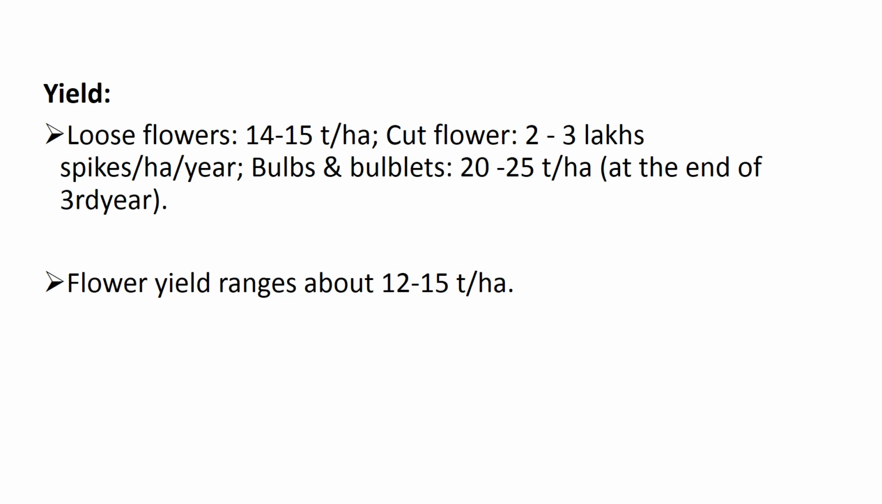Bulb, I already told you, is a structurally short stem with fleshy leaves, which is a vegetative propagating unit. Bulblets are just small bulbs that form during the growing season from the mother bulb. So bulblets are just formed from the mother bulb. It is a very small structure.